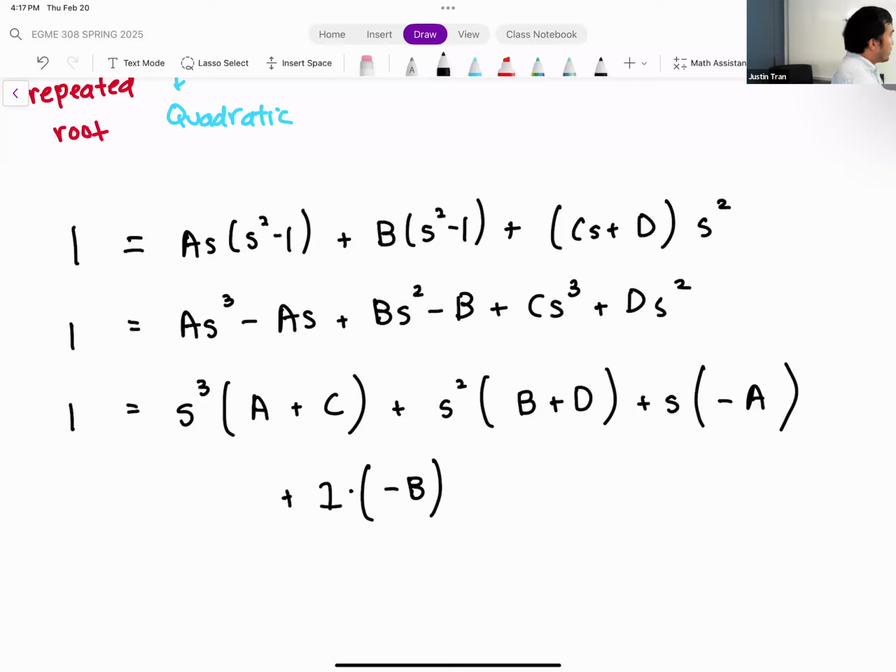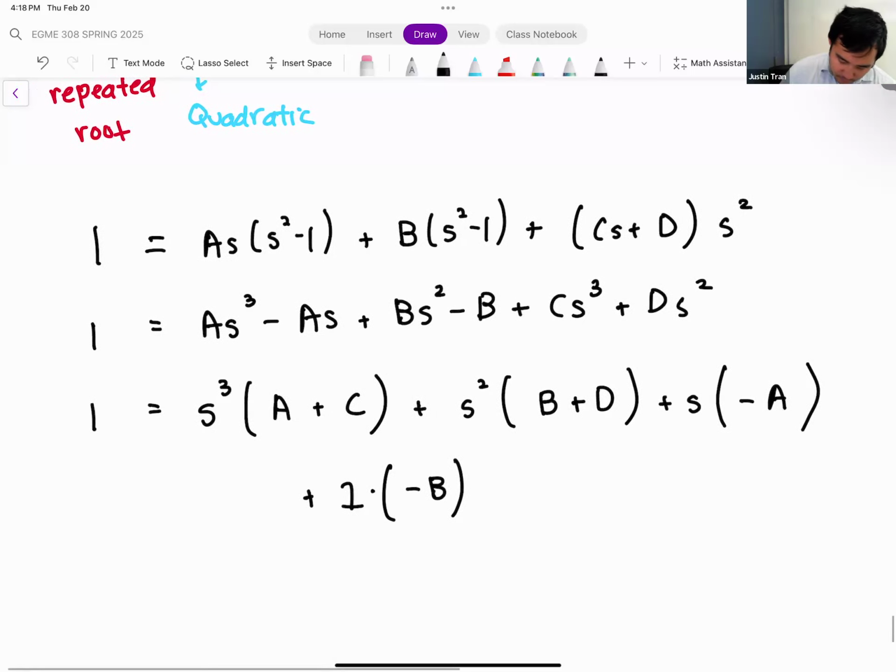Okay. So now that we've grouped all the terms here, we can set up our system of equations. We can just basically match up power terms on the left-hand side and the right. And so on the left-hand side, we have a fairly simple result. We just have 1. So that means all of the S cubed, S squared, and S terms are all going to be equal to 0.